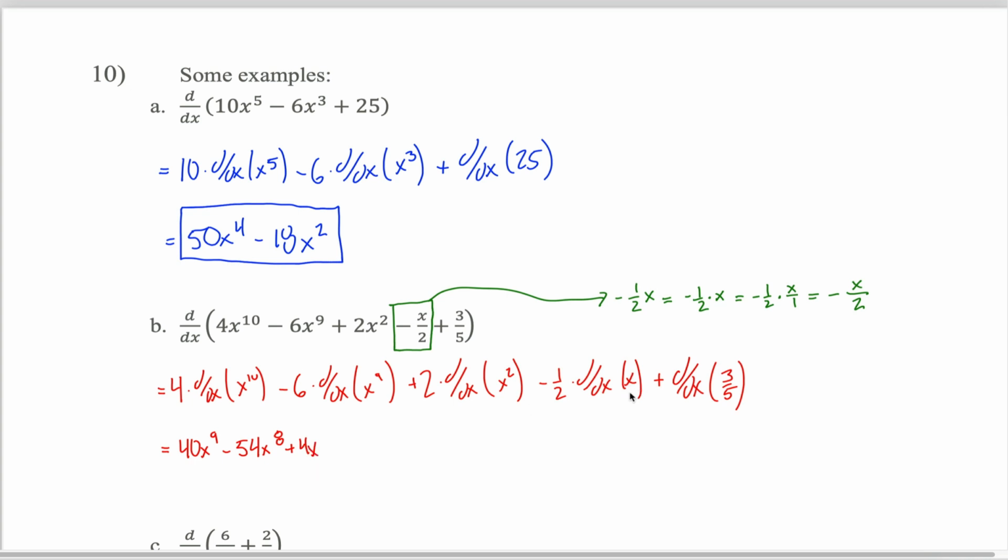The derivative of x is just 1. So I have negative 1/2 times 1, in other words, negative 1/2. And the derivative of 3/5, because 3/5 is just a constant, is 0. So I have a plus 0 at the end, which I don't even have to write, and I get this as my final answer. Moving right along.